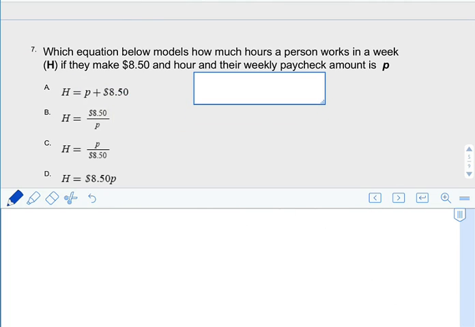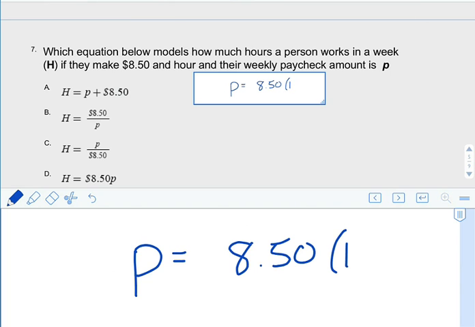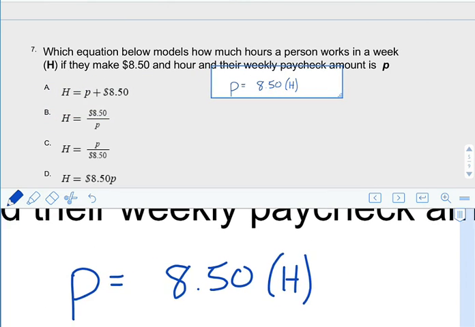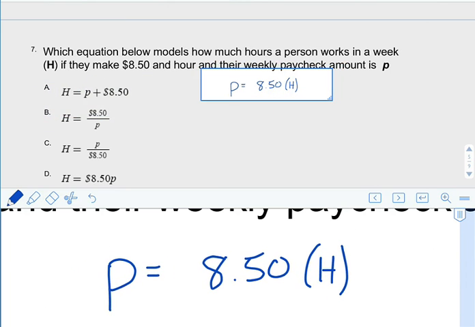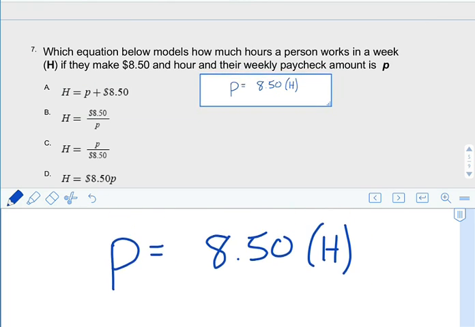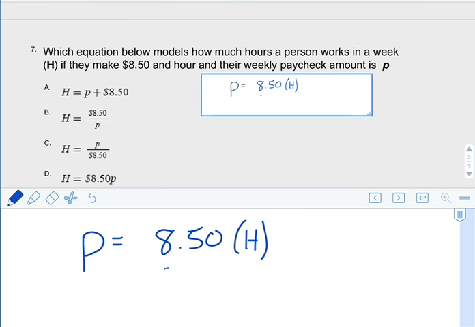We know that you're going to get paid $8.50 times how many hours you work. Now, what they're doing is they want to know H, they're solving for H, right? But does that make sense? You get paid $8.50 per hour. So all you got to do here to solve for H is pretty simple. You divide over $8.50.